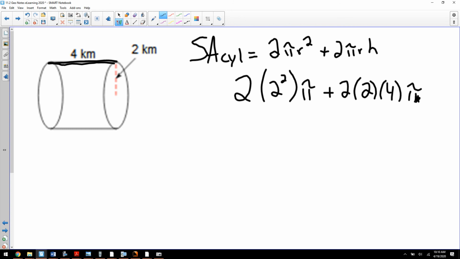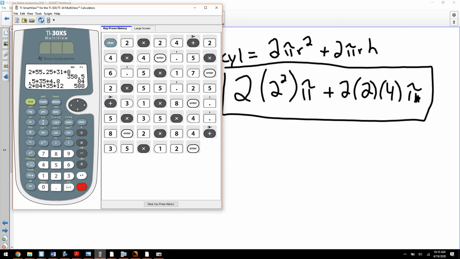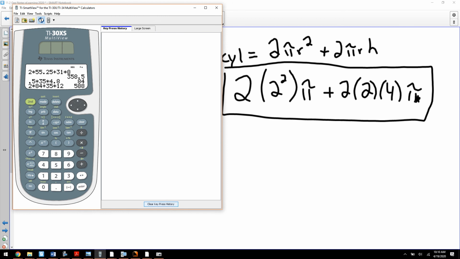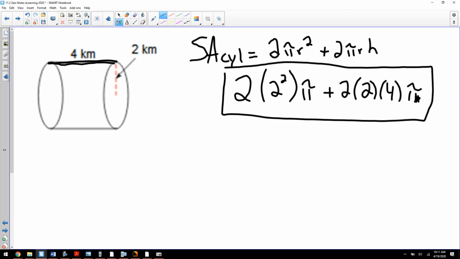And now, at this point, if you have the multi-view calculator, you can type that in exactly the way it's written with all the parentheses and the squares. I'll show you. So 2 parentheses, 2 squared, close it, throw a pi, plus 2 times 2 times 4 times pi. And it'll give you an answer in terms of pi. And that's what we get. So we wind up with 24 pi kilometers squared.